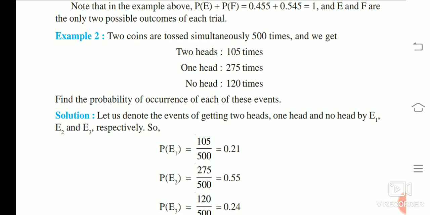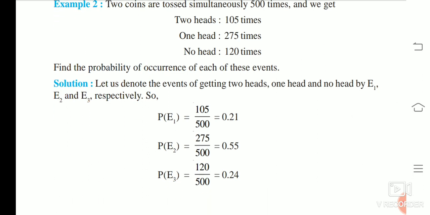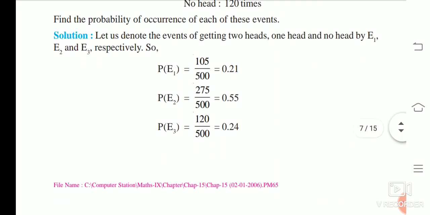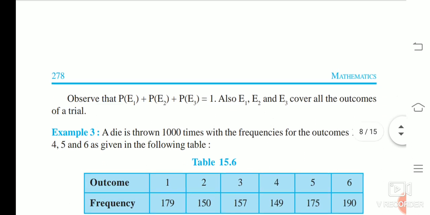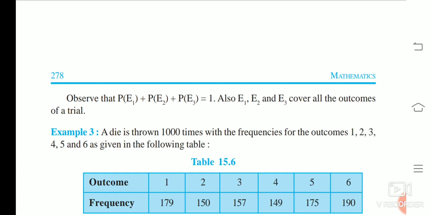105, that is two heads, probability of E1 equal to 105 by 500, answer 0.21. Next, P of E2, probability of one head, that is 275 divided by 500, that is 0.55. Probability of E3, that is probability of no head, so 120 divided by 500, 0.24, right? In all observations, the summation P of E1 plus P of E2 plus P of E3 equal to 1. This thing you need to write.